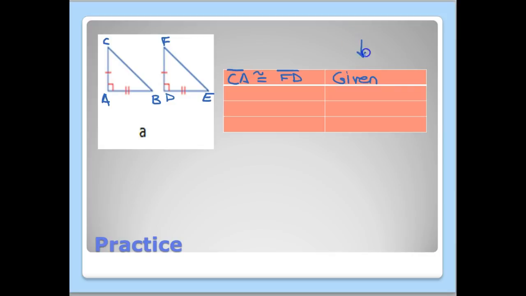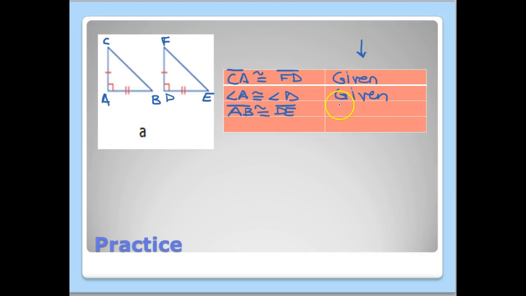So this column is kind of like, how do you know this? So angle A is congruent to angle D. How do we know this? Well, it's given. And side AB, and that's when I draw the line on top, that means that's a side or length, is congruent to length or side DE.